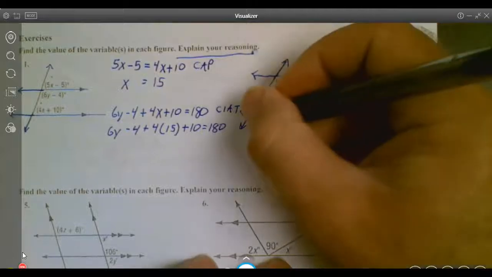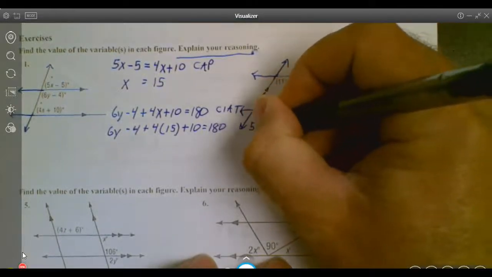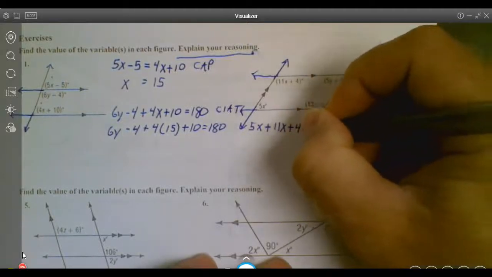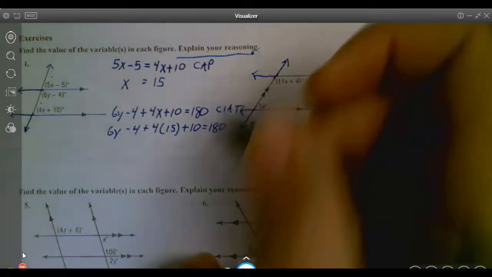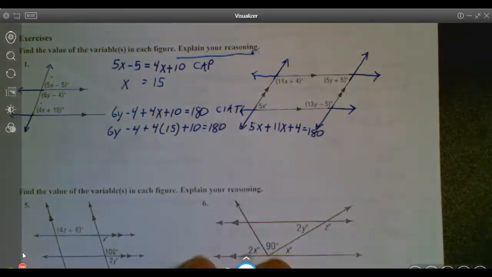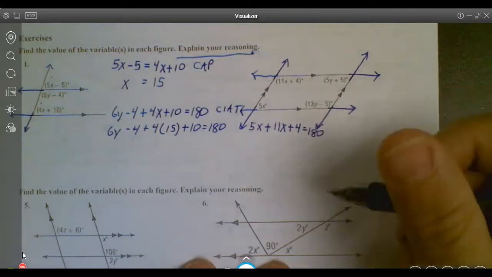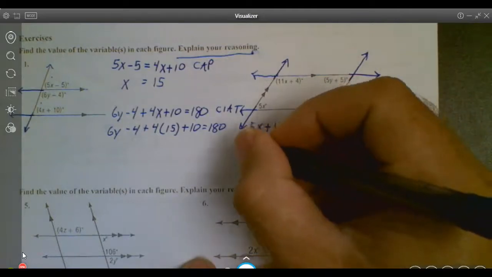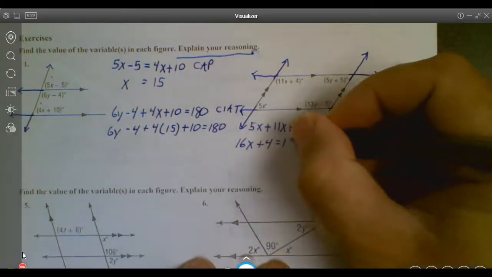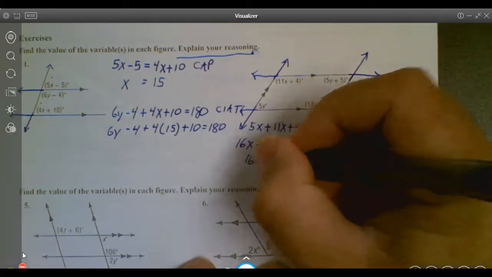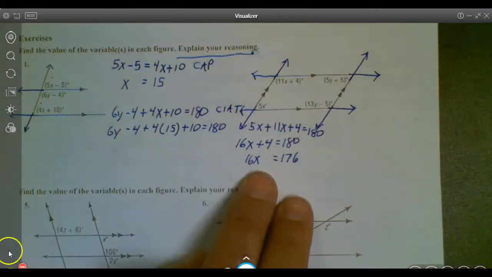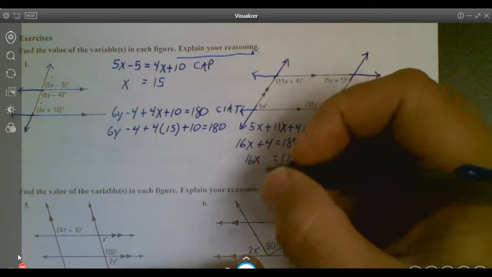So I know that 5x plus 11x plus 4 adds to 180. And my reason that I would put with that is the same thing I put right here, consecutive interior angles theorem, right? And then you could just simply use some algebra to go on to solve for x. If you did that, 16x plus 4 equals 180. Subtract that 4, and we get this. And then just divide both sides by 16, and I get that x is 11.